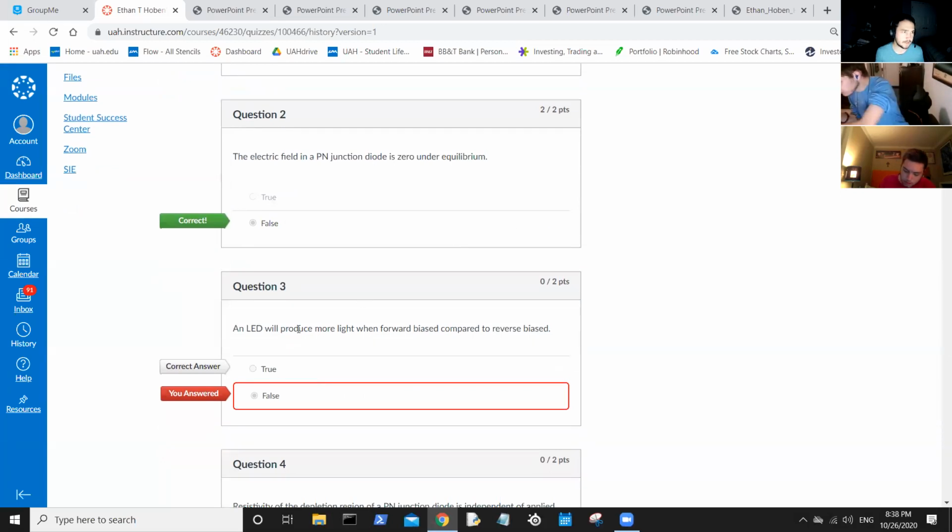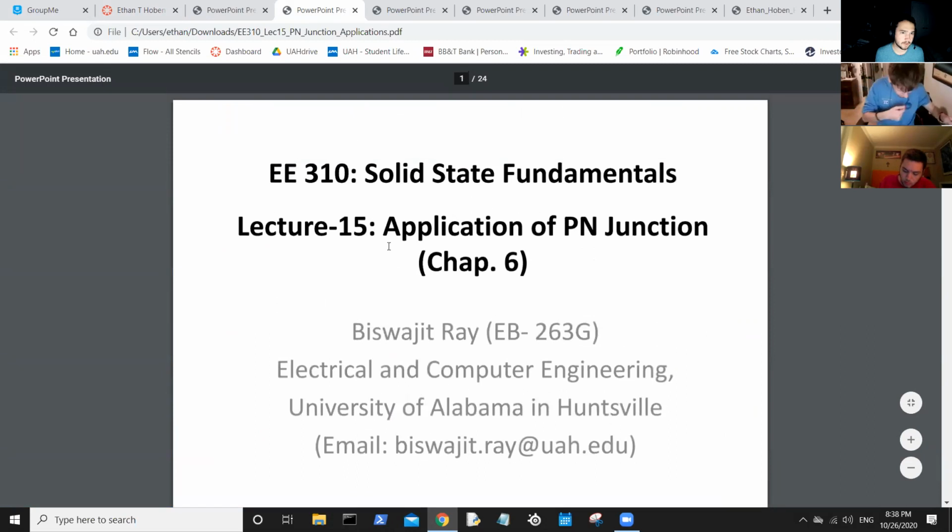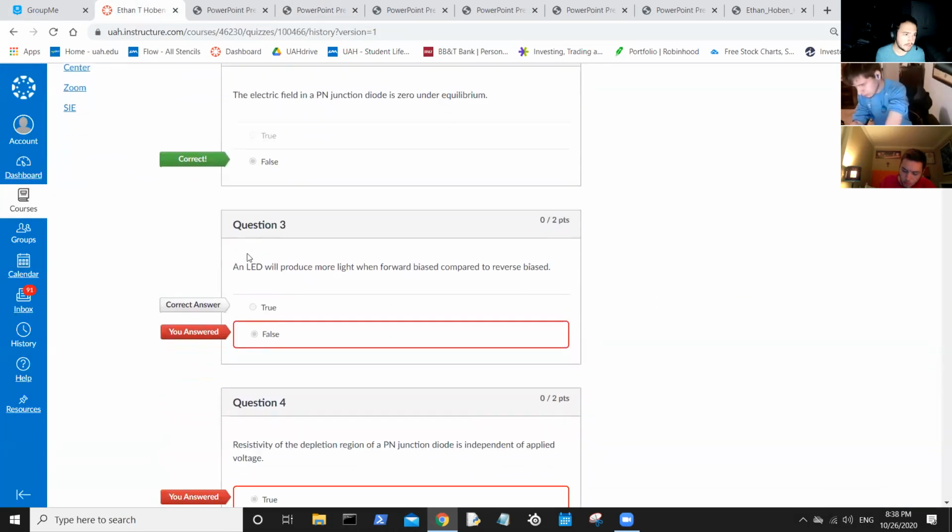Now this is one I didn't know, because I didn't look over the applications one beforehand. An LED will produce more light when forward biased compared to reverse biased. The answer is true. I said false.